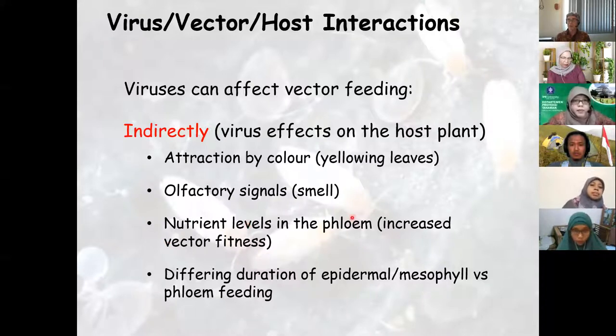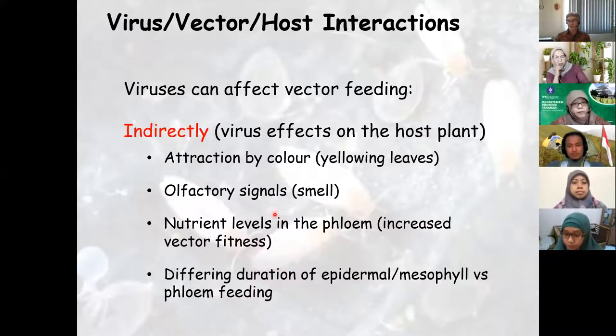The nutrient levels in the phloem tissue. When a plant is infected by a virus, the transport system and the nutrients in the phloem can change. They can have different levels of amino acids and sugars. And quite often, especially with persistently transmitted viruses that infect the phloem, the infected phloem is a better source of food for the vector than a healthy plant. So the vector has increased fitness. You get more vectors produced on an infected plant than on a healthy plant, and that helps the spread of the virus.